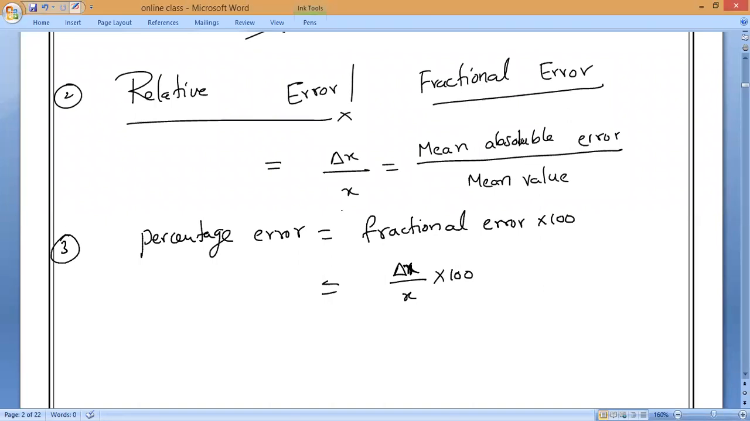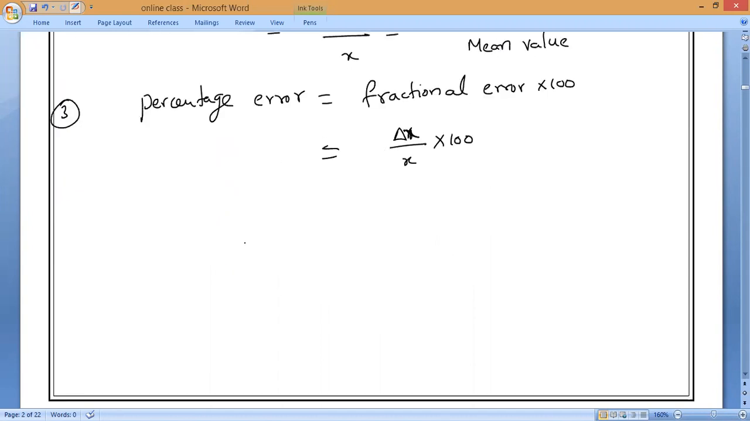Everybody understand? Yes, sir. Clear? Yes. So now, this is what percentage error. Till here, shall we solve one question? Are you all okay? Shall we solve? Yes. Question number 1, you write it.